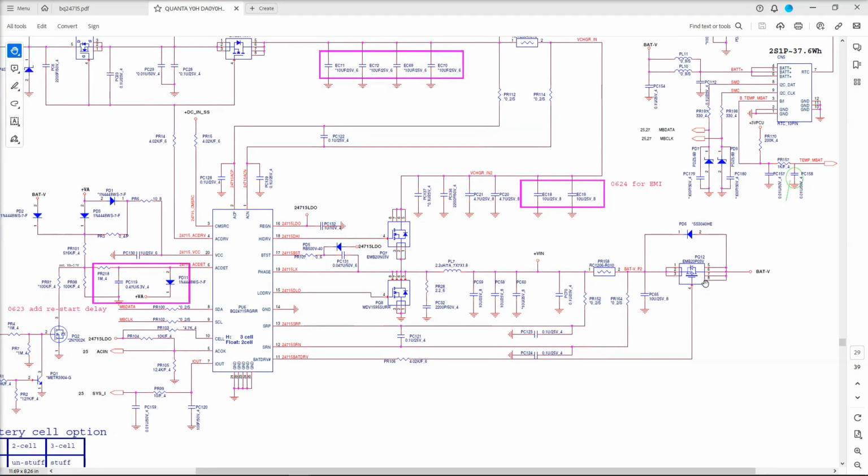And lastly, we have our P-channel MOSFET, which is this right here. So the gate of this P-channel MOSFET is controlled by our power management IC, and this allows our power management IC to determine whether the laptop is powered by the battery or powered by our mains adapter.